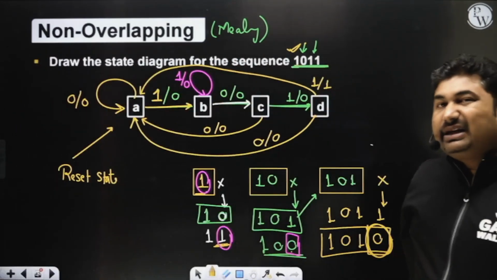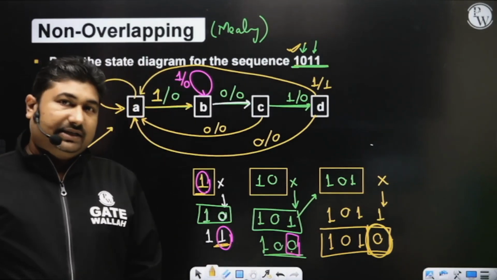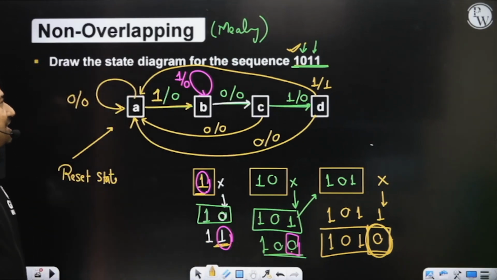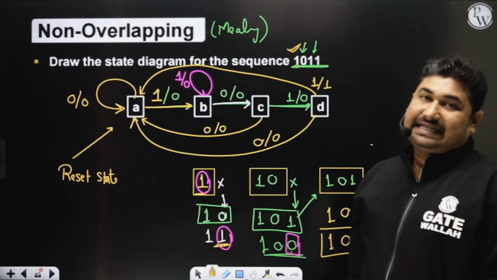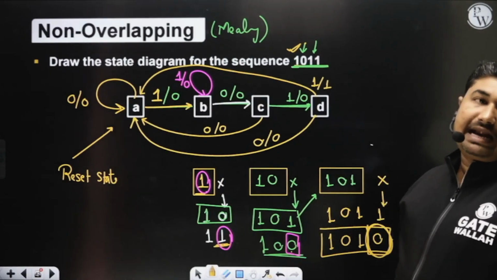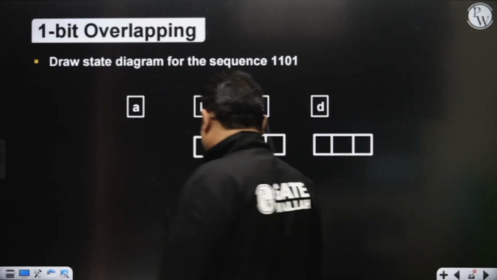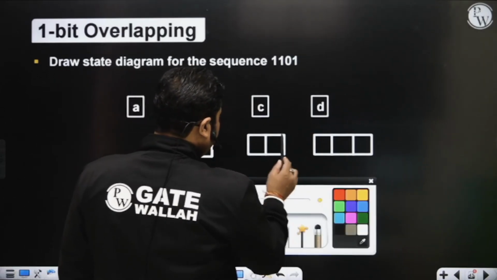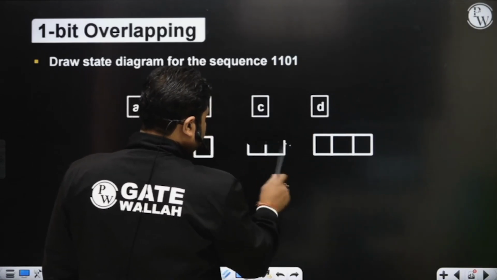Similarly, in case of 1-bit overlapping it reaches the 1-bit state, 2-bit overlapping reaches the 2-bit state, and so on. So now you know how to construct a state diagram for a sequence detector. In case of a Mealy machine, the condition so far was non-overlapping. Let us talk about overlapping also. Let us talk about 1-bit overlapping.